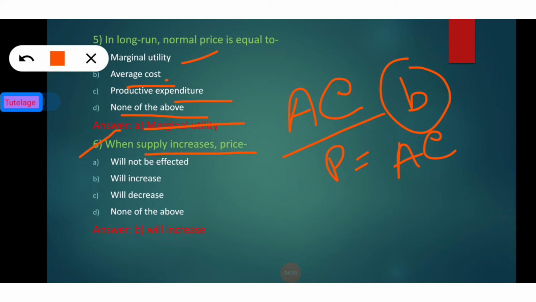When supply increases, price will not be affected, price will increase, price will decrease, or none of the above. So obviously this is wrong. When the amount of supply increases, the price of the good will decrease. Okay, so option number C is the correct answer. So I think this is clear.